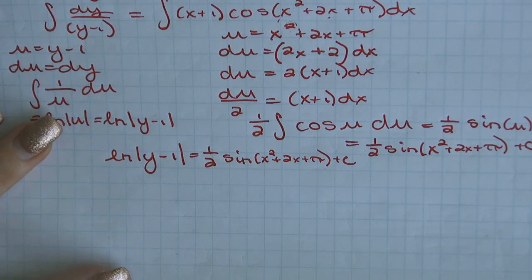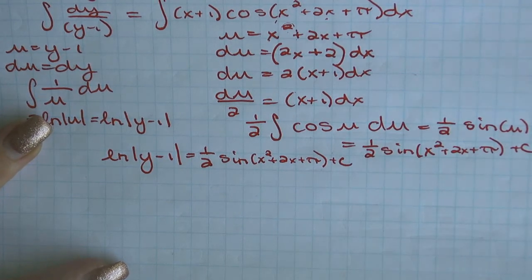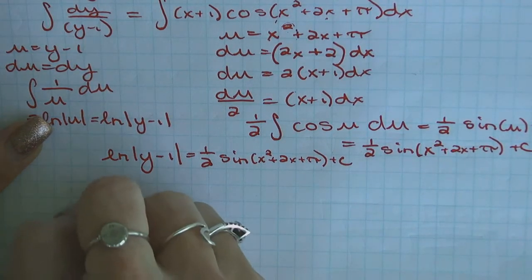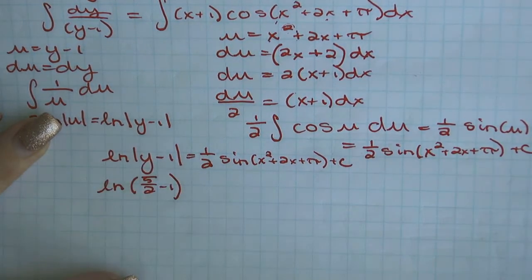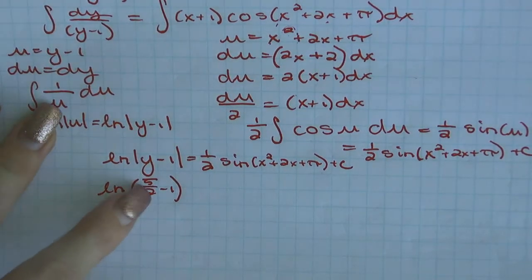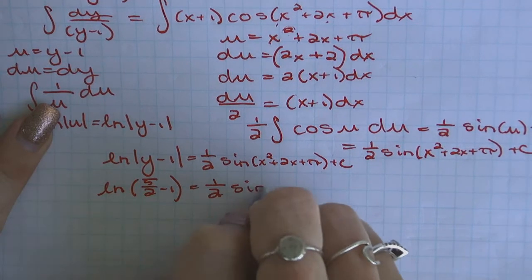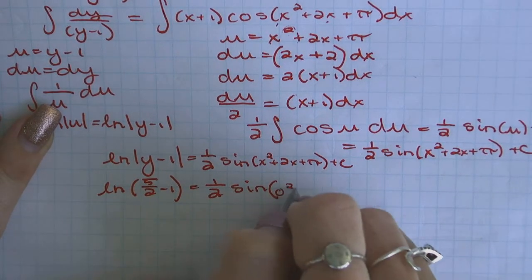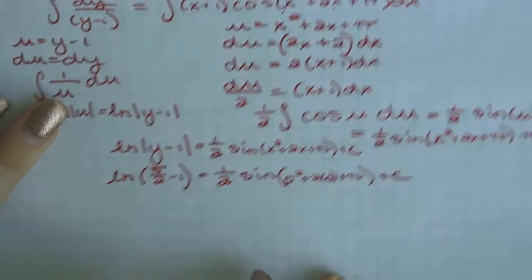Now in this circumstance, I think I'm going to solve for c right now. Yeah, let's go ahead and do that. I know that f of 0 is 5/2. So when x is 0, y is 5/2. So I've got the ln of 5/2 minus 1. I dropped the absolute value because 5/2 is greater than 1, so this will be a positive number. It is going to equal 1/2 times the sine of (0 squared plus 2 times 0 plus pi) plus c.